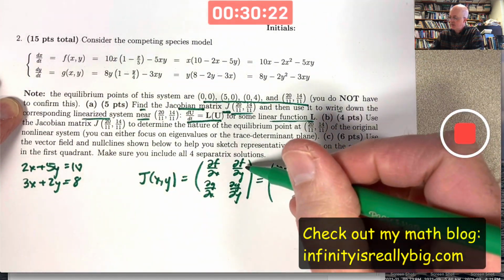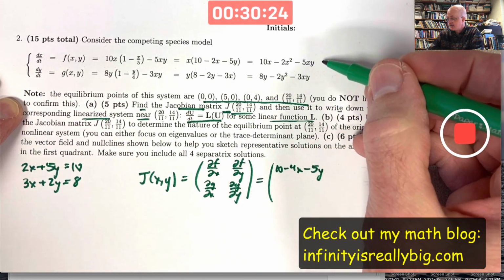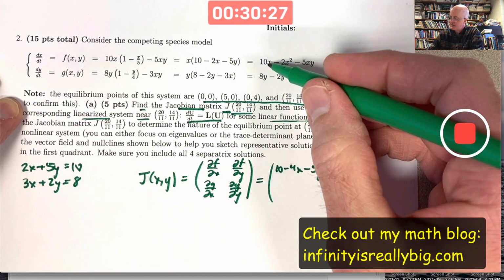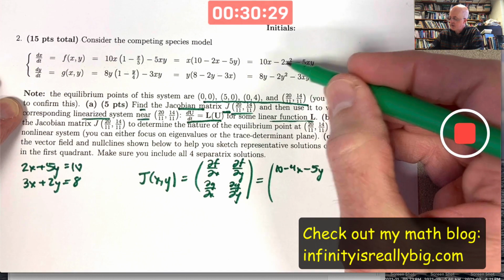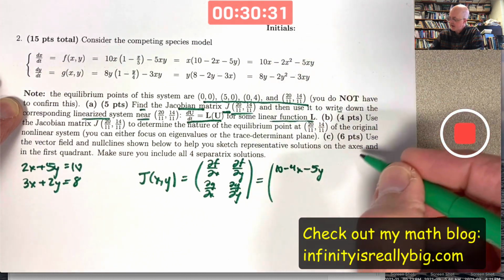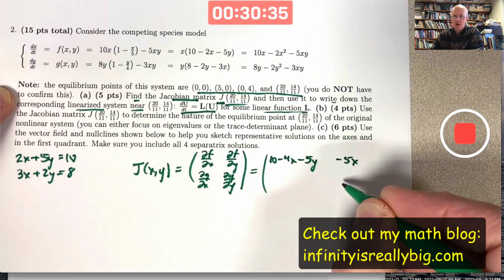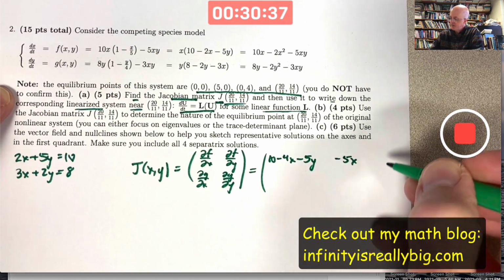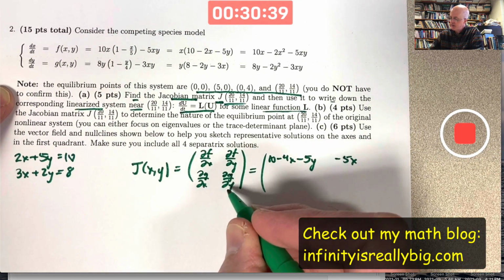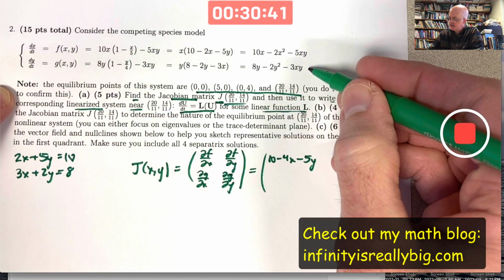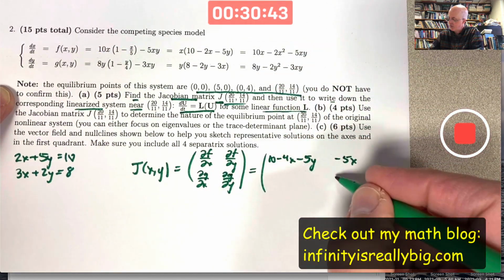For the next one, the partial derivative with respect to y, treat the x as a constant. Differentiate with respect to y, get 0 minus 5x. Let's do the lower right one next because that's going to be longer. Derivative of g with respect to y, treat the x as constant, gives me 8 minus 4y.